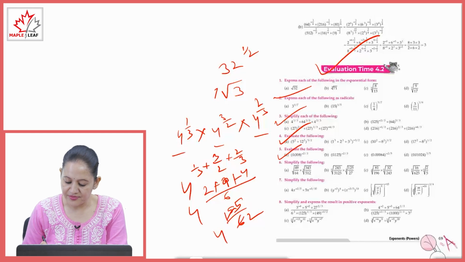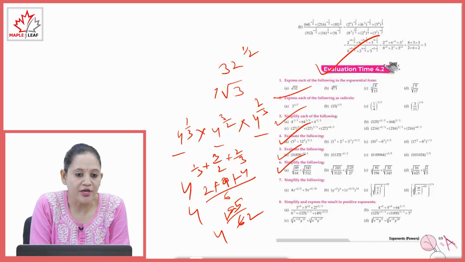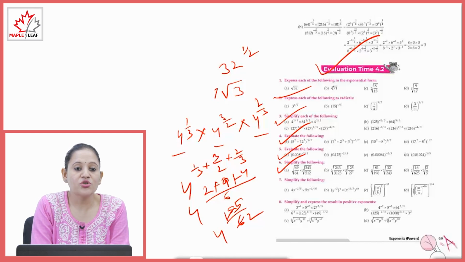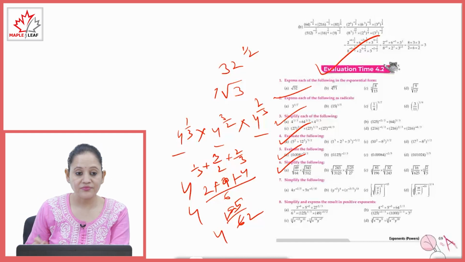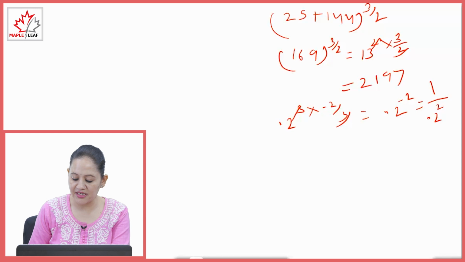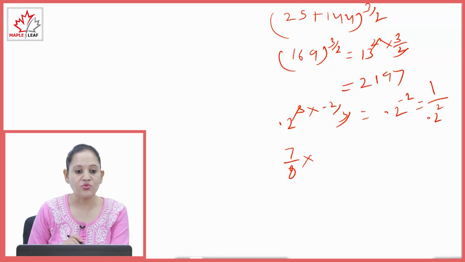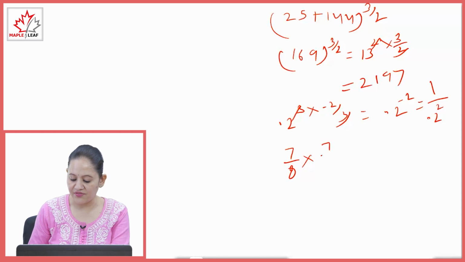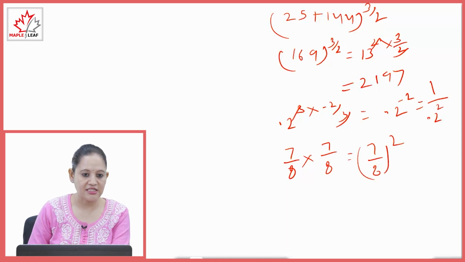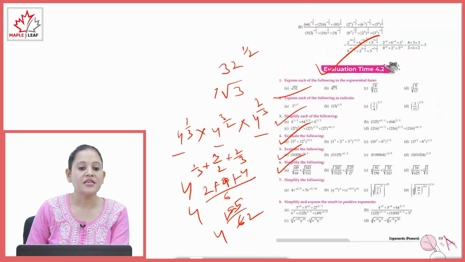Next, simplify the following. Root 49 upon 64 multiply by cube root of 343 upon 512. So root 49, 7 into 7 49 होता है. So that can be written as 7 upon 8 into 343. Cube root निकालेंगे, that is equals to 7. So 7 upon 8 is to power 2. We can write it like this. Clear?